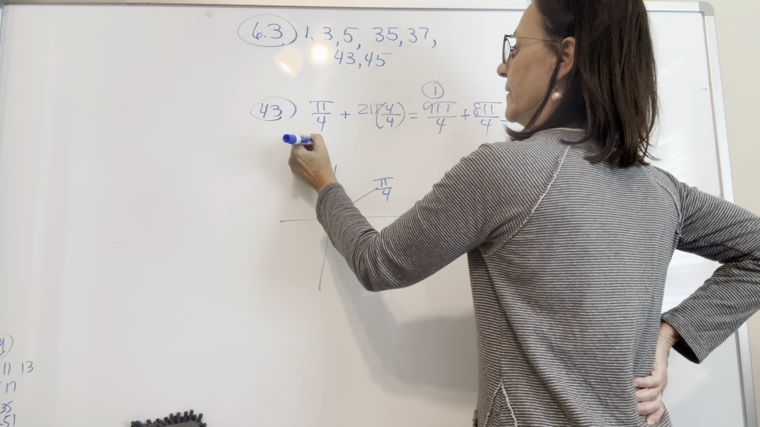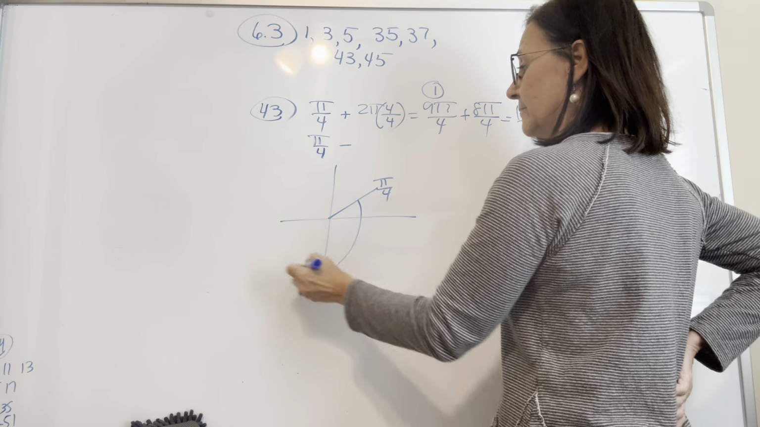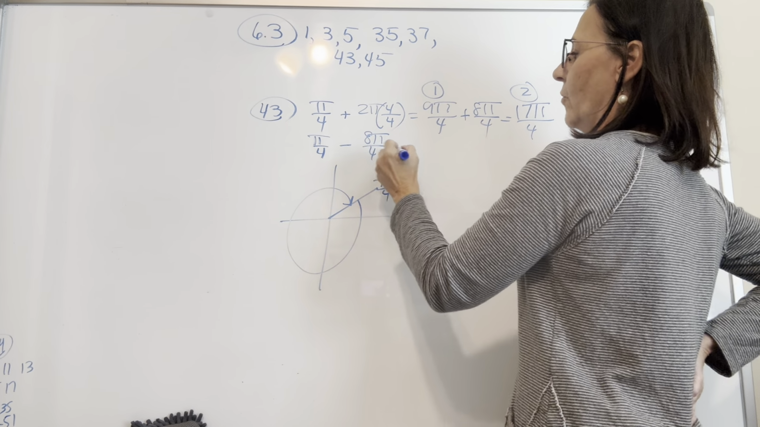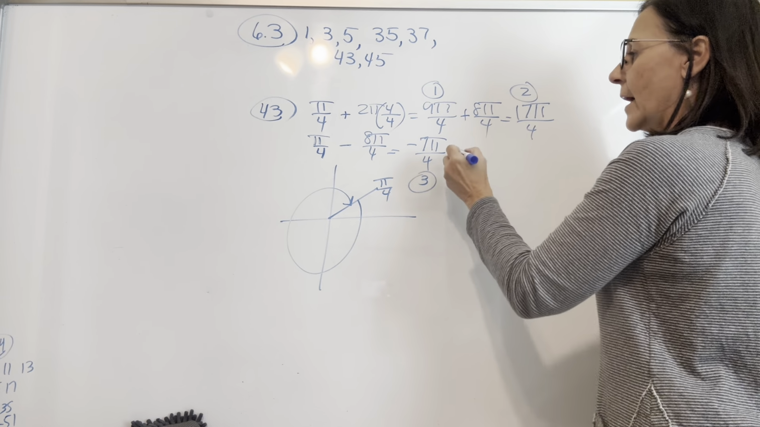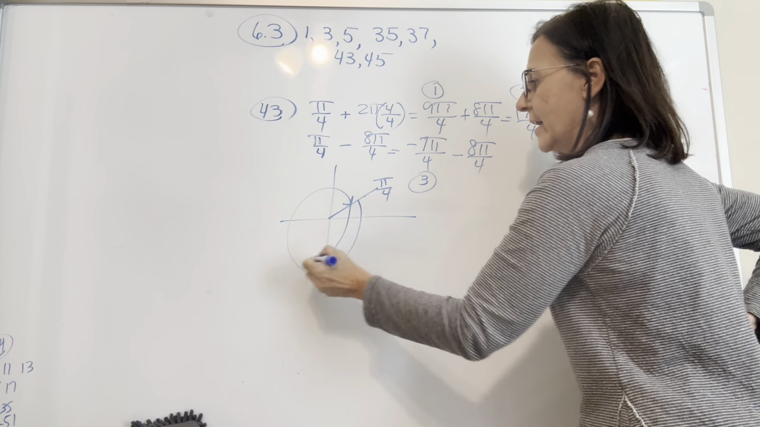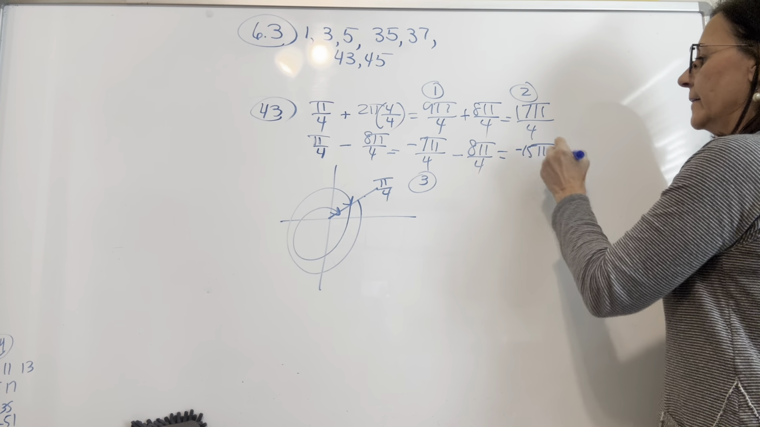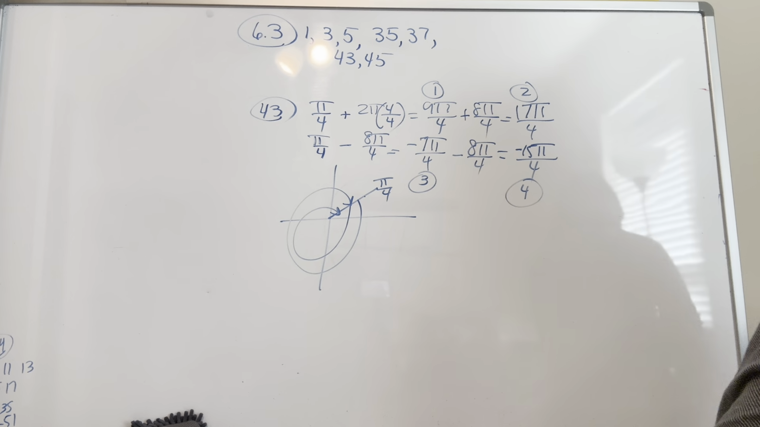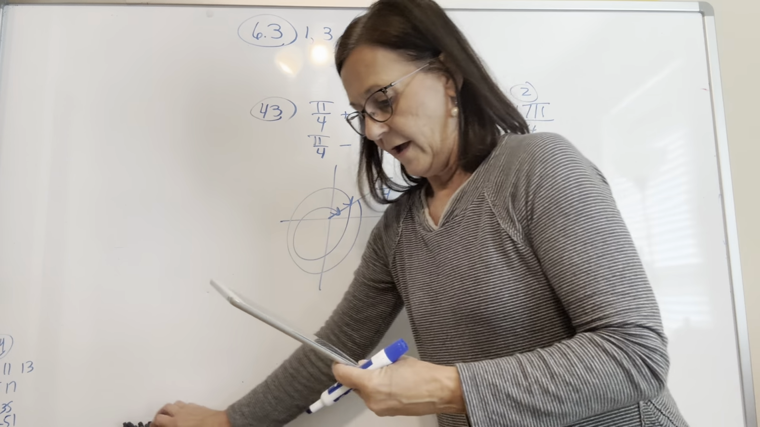Now, if I take pi over 4 and subtract a whole 2 pi, which is 8 pi over 4, then I'm at negative 7 pi over 4. That's a third one. If I subtract another 8 pi over 4, so I'm going back around again, then I have negative 15 pi over 4. There's 4 coterminal radian measures. It's 43. 45 is negative pi over 6.